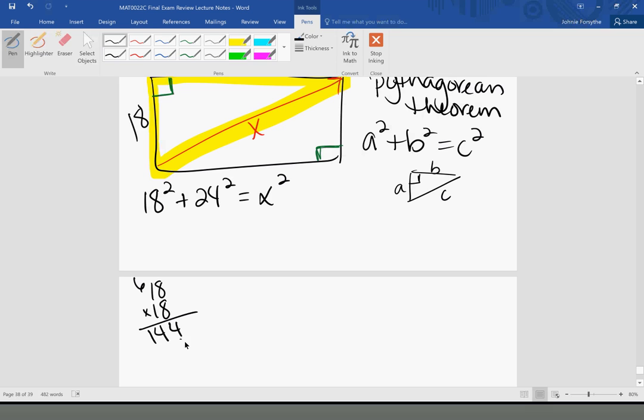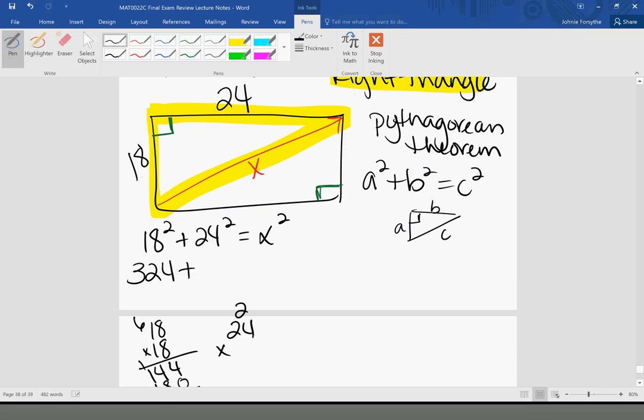And then placeholder, and then we have 18. We're going to add 4. 4 plus 8 is 12. Carry the 1. 324. So we have 324 plus 24 times 20.